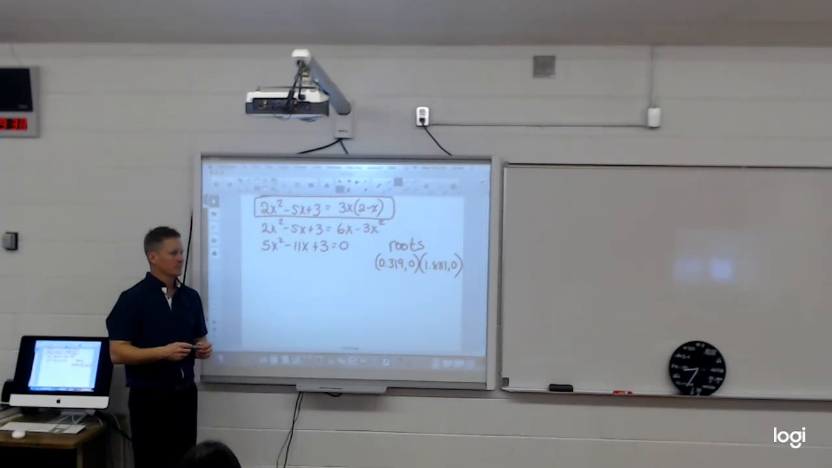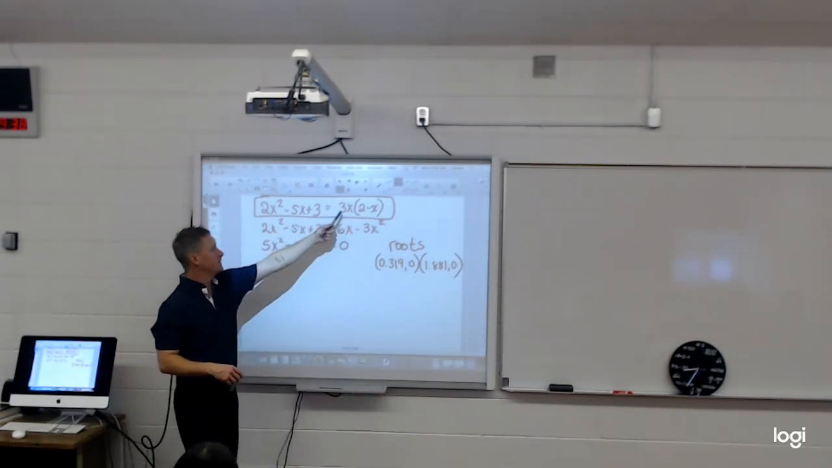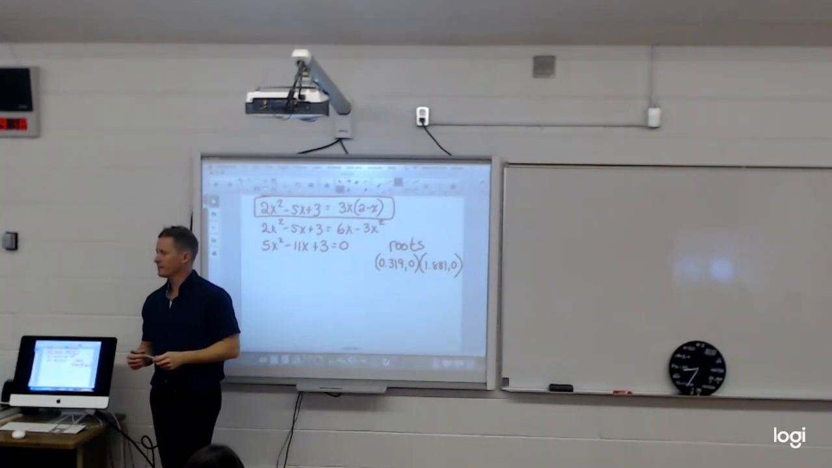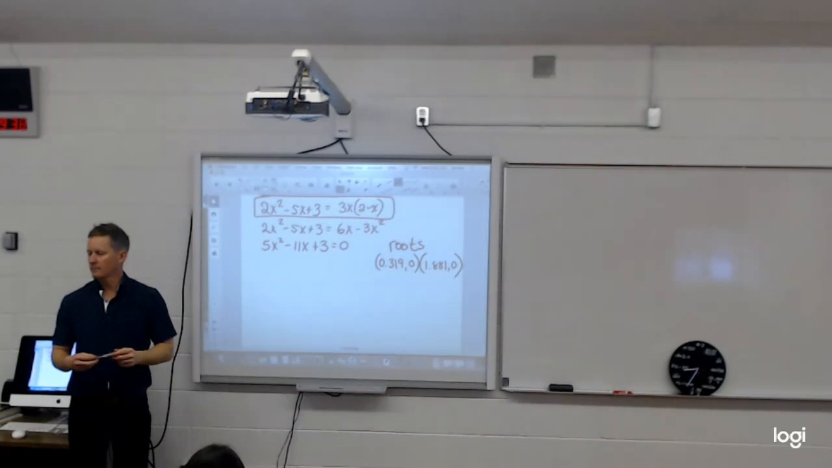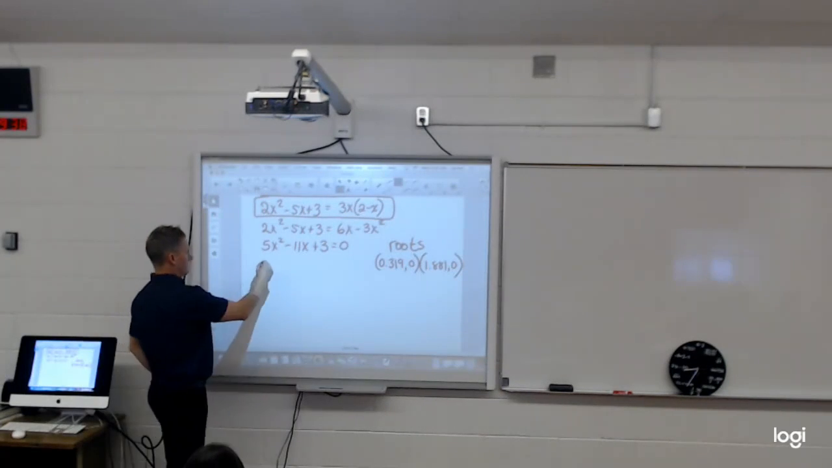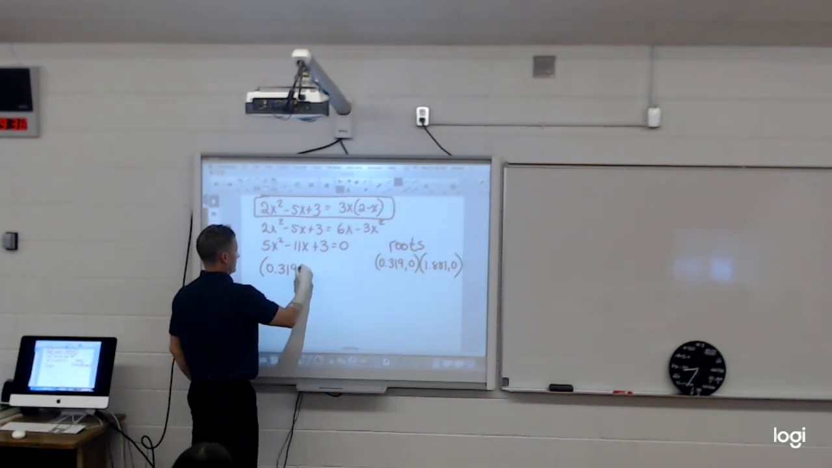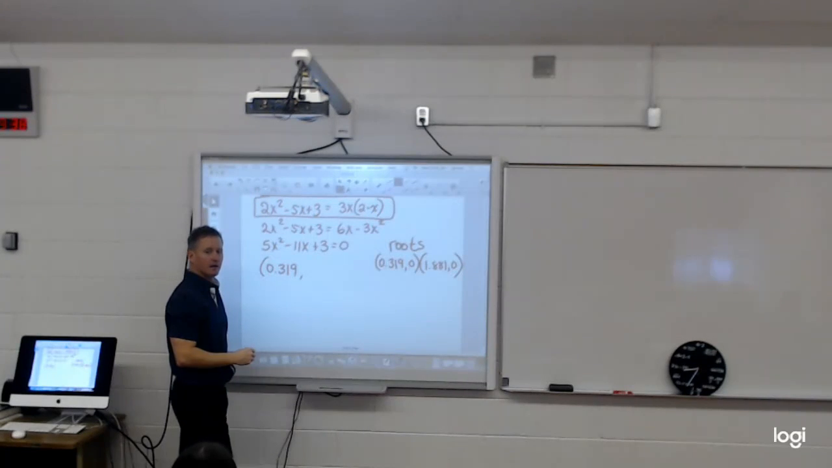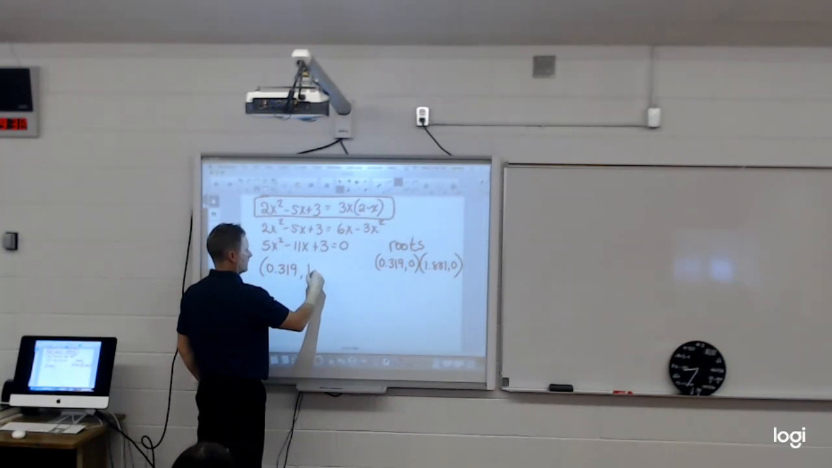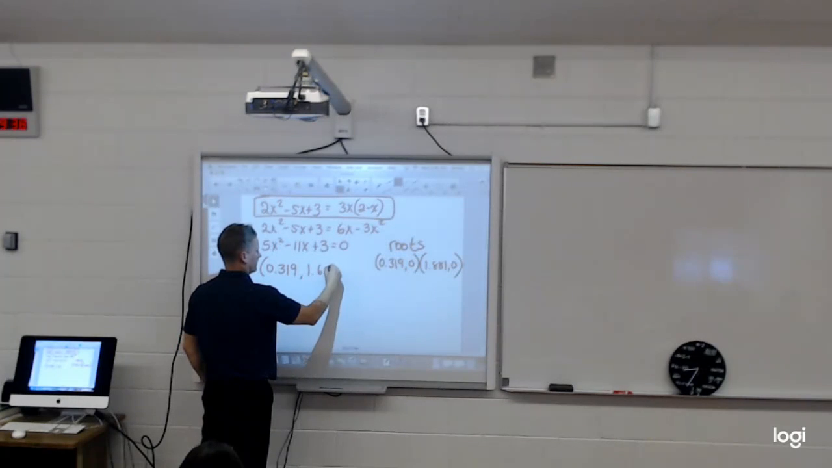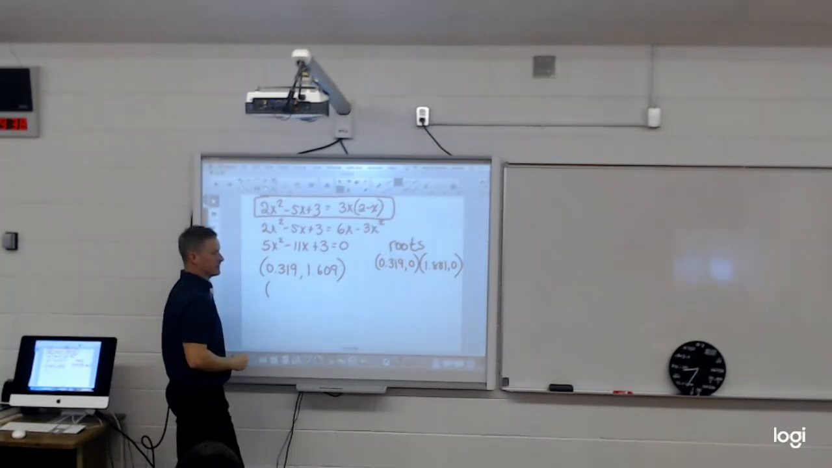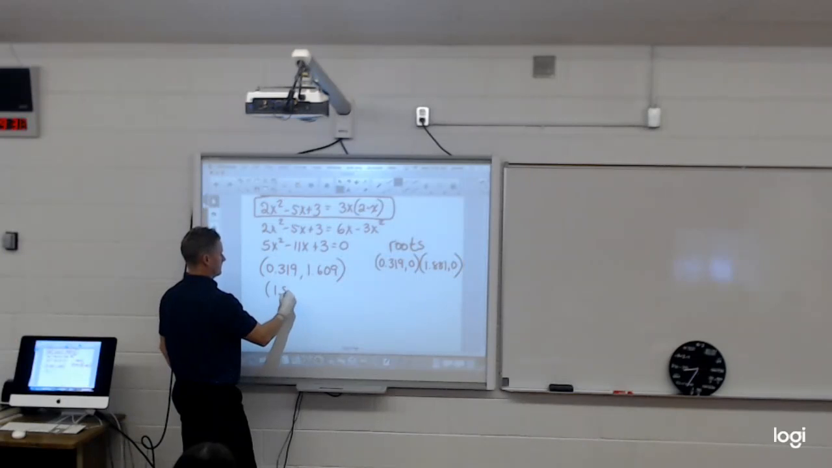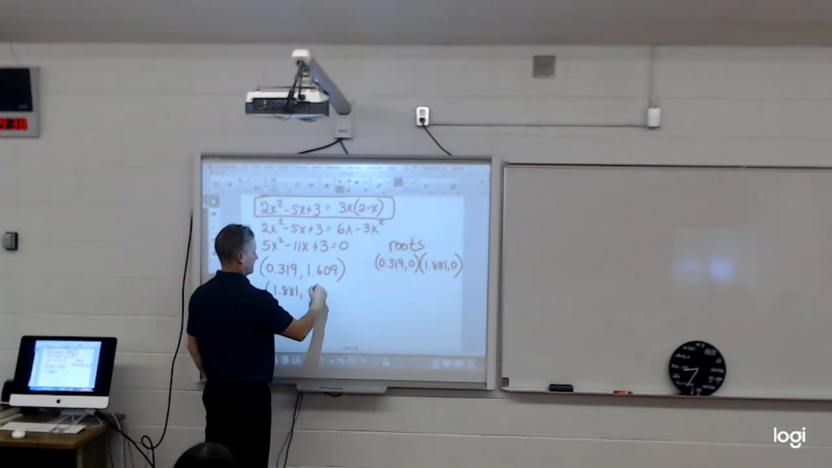And make it equal to 0? No, no. You know why? Y1 is this. Y2 is this. And tell me where they intersect. 0.319, 1.609. And then where's the other intersection point? 1.881, 0.671.